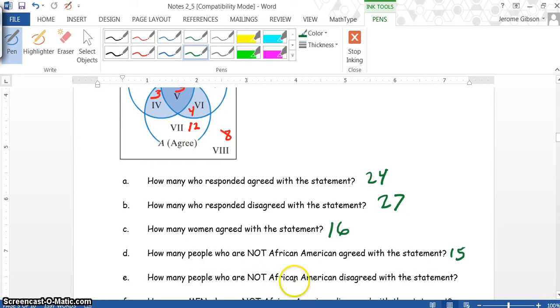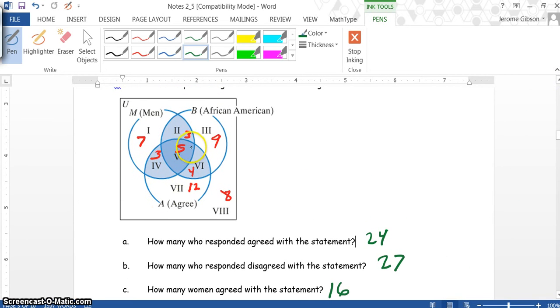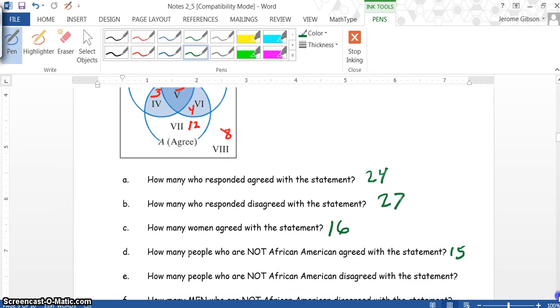Now it says how many people who are not African American disagreed with the statement. Now we look here. We want all the people that are not African American that disagree with the statement. So first of all, we would take all of this out, 2, 3, 5, and 6, because these are all the African Americans. Now, we want the ones that disagree with the statement. So we know region 4 will also go because region 4 agrees with the statement, and region 7. So the only one that doesn't agree with the statement is region 1, which is 7.